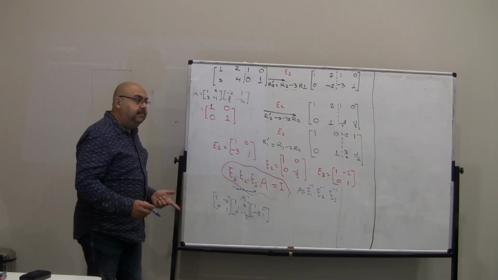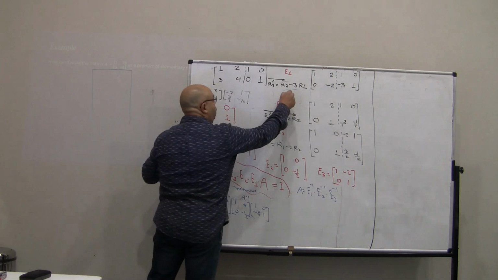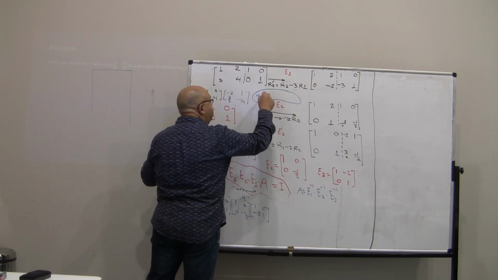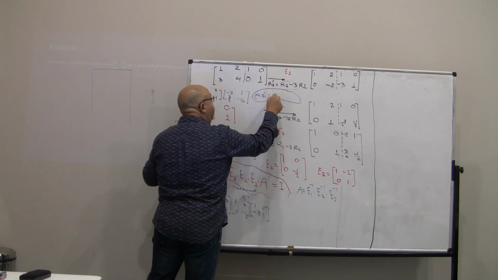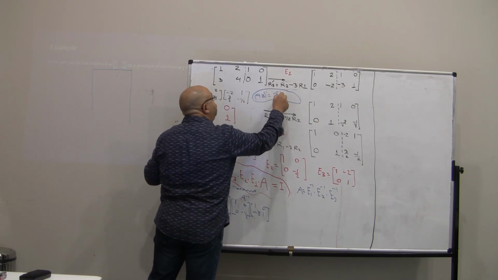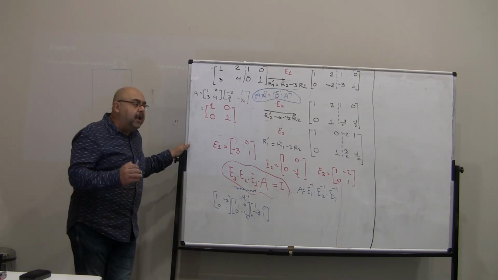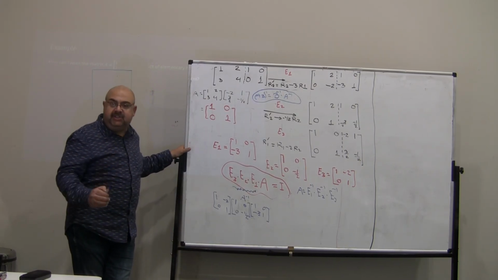Why did this happen? Because all of us know that, I will write it here, A times B to the power of -1 equals B minus 1 times A minus 1. Are you with me? This is one of the propositions of the inverse.